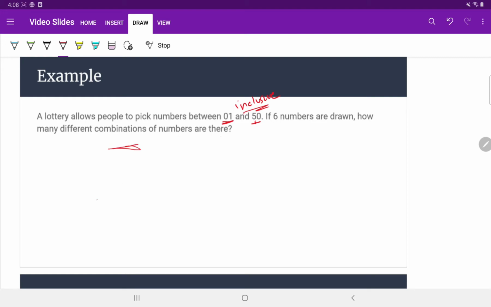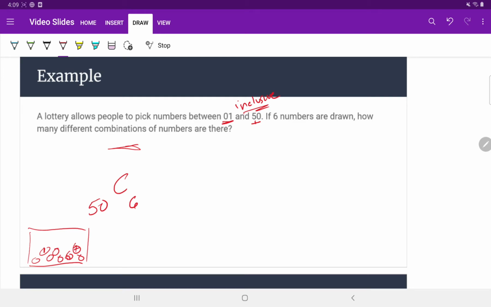So from 1 to 50 means we have 50 numbers, and we are going to choose 6 of them. Now, some of you might be wondering, doesn't order matter in that case? And the answer is no, because if you imagine someone picking balls out of a lottery box, and the balls are all numbered between 1 and 50, it doesn't matter whether they pick the 1 first or the 50 first or whatever it is, or the 7.